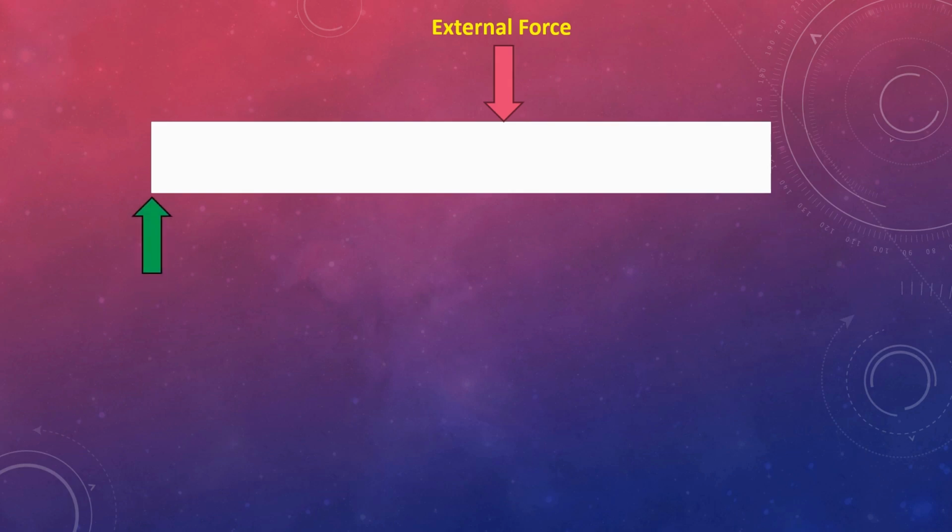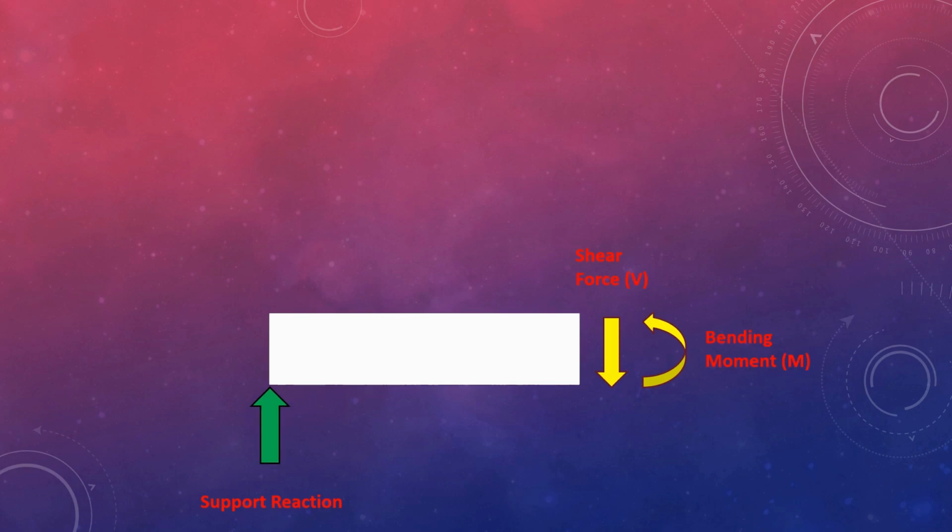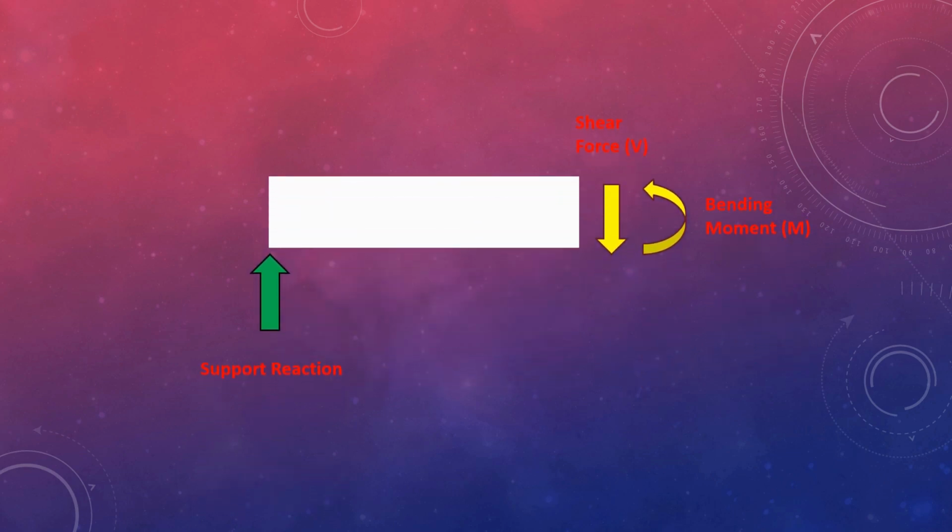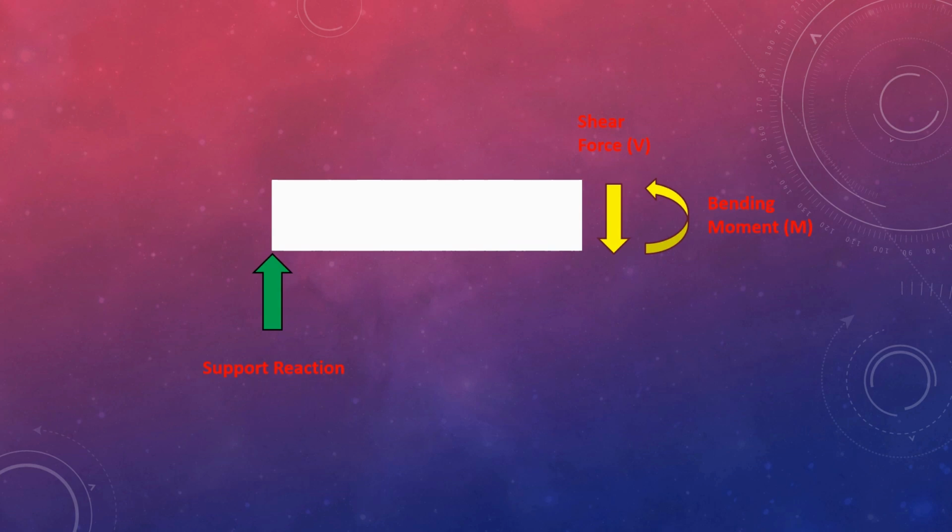We can conveniently represent the internal forces acting on the beam cross-section using just two resultants. One is the shear force, which is a resultant of the vertical internal forces, and the other is the bending moment, which is a resultant of the normal internal forces. This is the very common way of representing the internal forces within a beam. These resultant shear forces and bending moments will depend on the loads acting on the beam and the way in which the beam is supported.